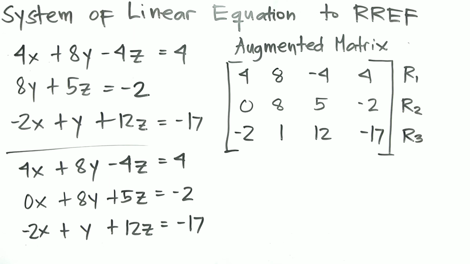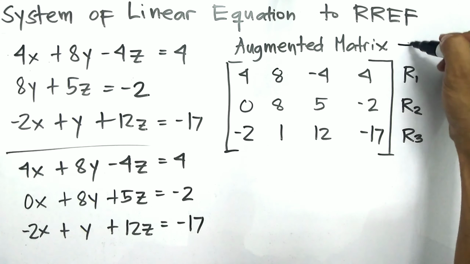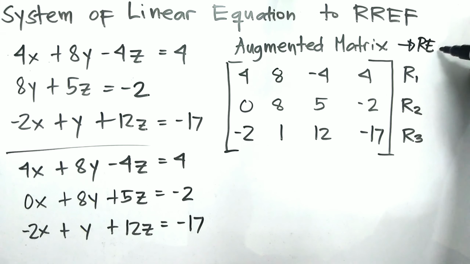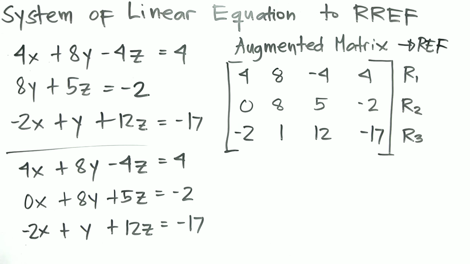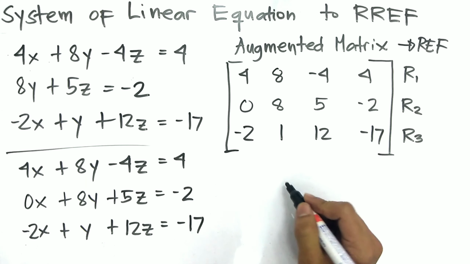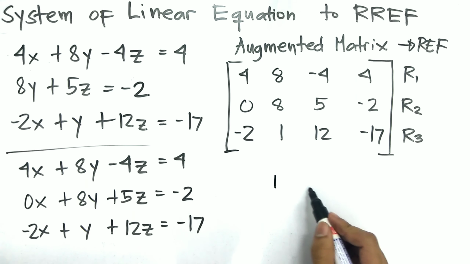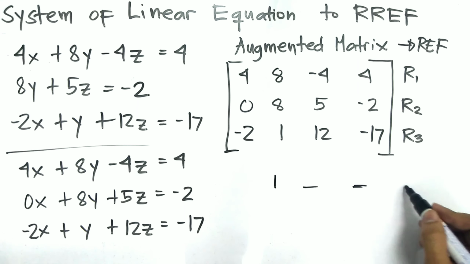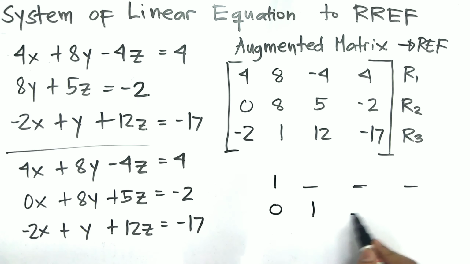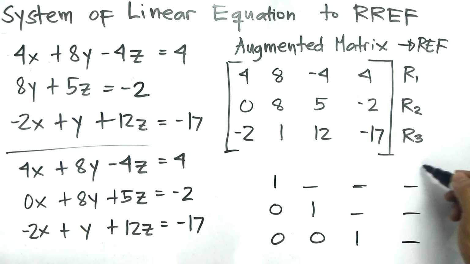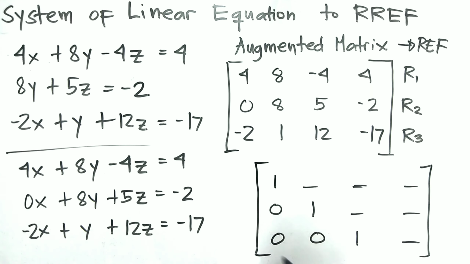Before we can transform this augmented matrix into the reduced row echelon form, we need to transform it first into its corresponding row echelon form. To do that, we will perform elementary row operations. Remember that for the row echelon form, we have a leading entry and a number, then 0, leading entry, number, then 0, 0, and the leading entry and a number. So for the row echelon form, the leading entry shifts to the right on the succeeding rows. So let's continue.